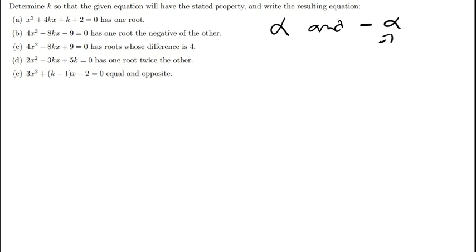But that's normal. So the question is, we need to find the value of k. Now, we have got equal and opposite roots. There are two roots, they are equal but opposite. If you want, you can say beta, but I've chosen alpha. So the one is alpha, the other one is beta. In this case, because they are equal and opposite, the opposite of alpha is negative alpha.